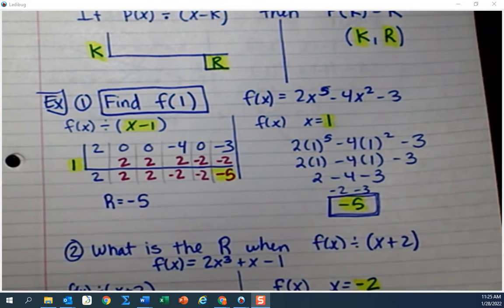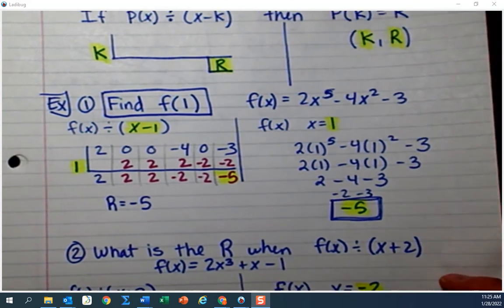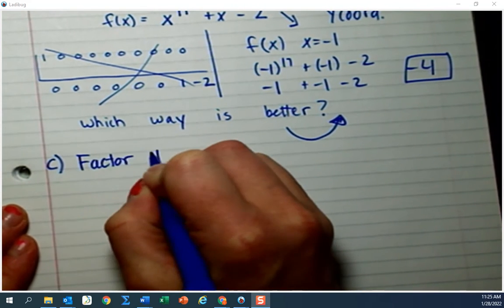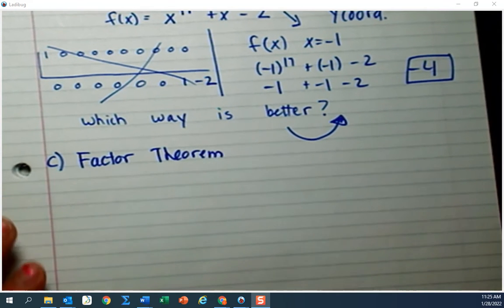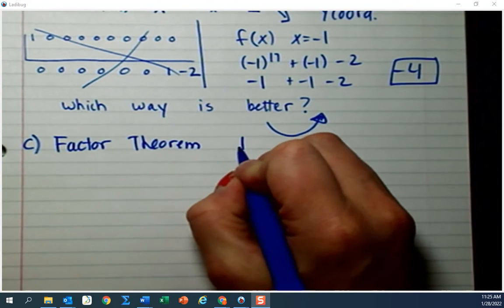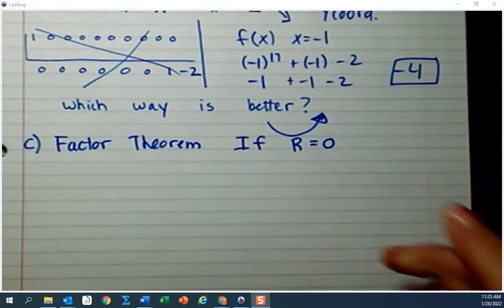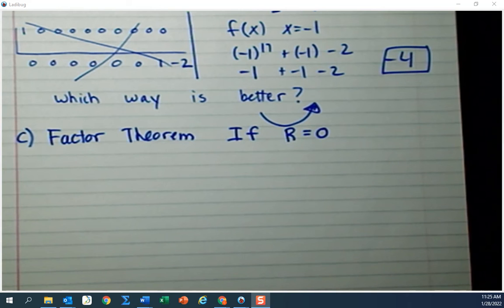So we're going to continue writing down some implications or applications of synthetic division. So this one is called the factor theorem. Okay? The factor theorem. If the remainder is 0, that means that the y coordinate is 0, which means it's actually an x-intercept.